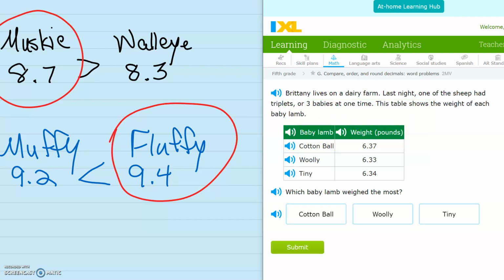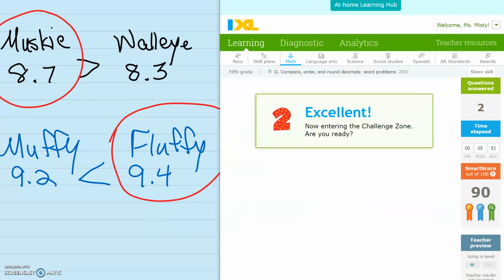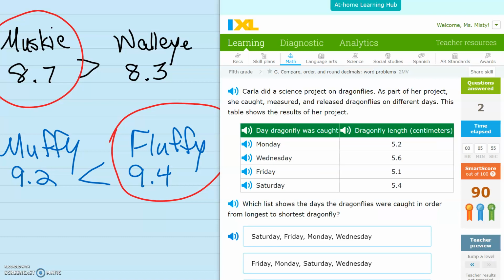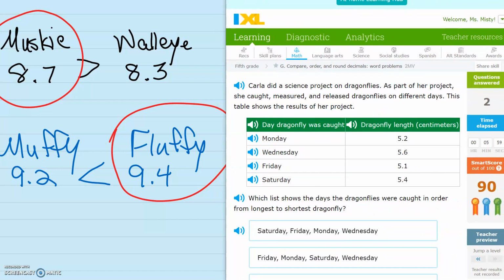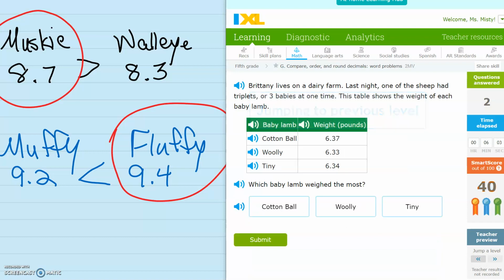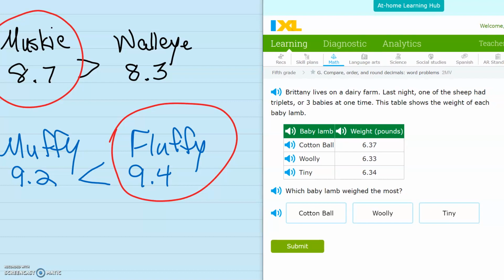All right, let's skip ahead another level. Let's actually work this one. Here we go.